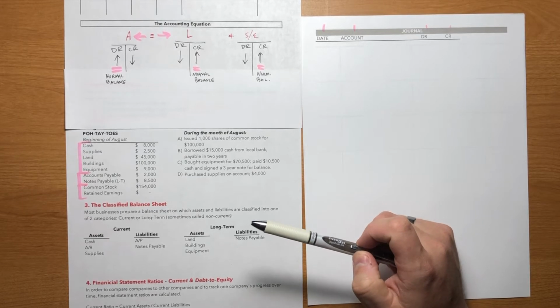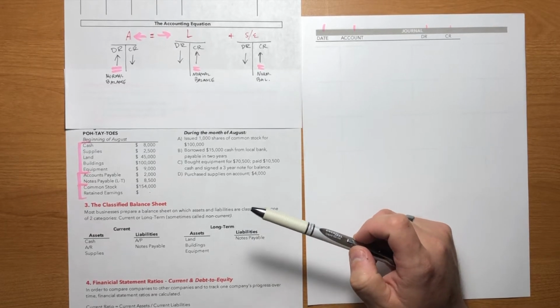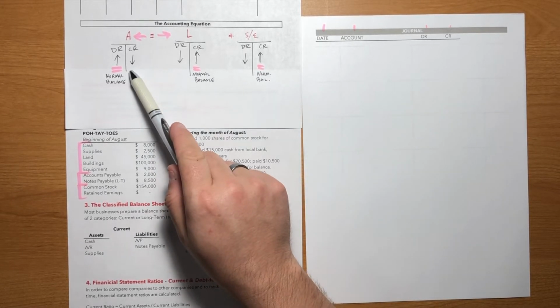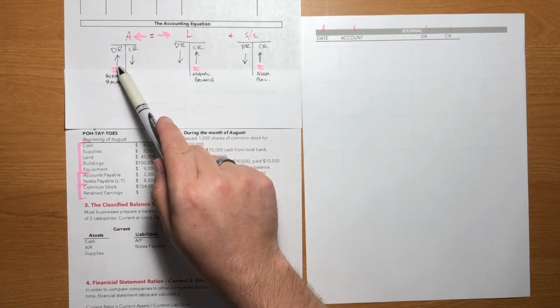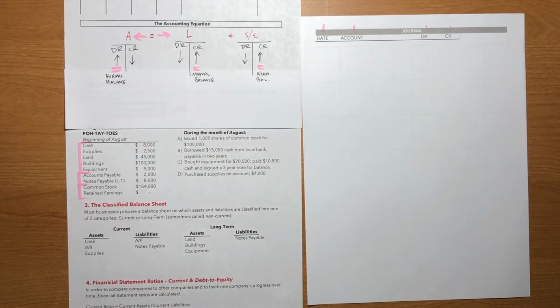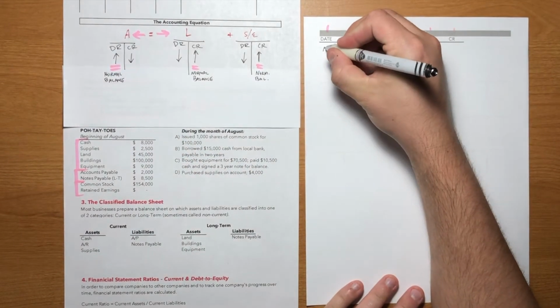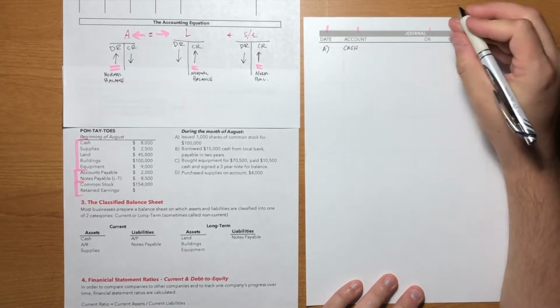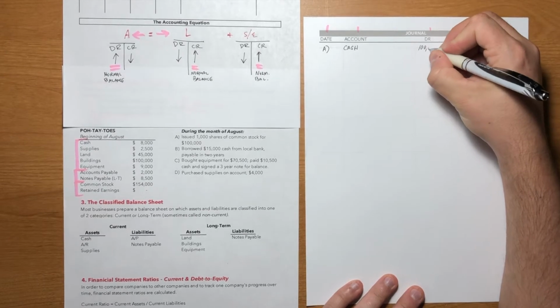Well, if I'm receiving cash from people, my cash is affected. If I'm getting cash from people, is my cash going up or down? It's going up. And if my cash goes up, is that a debit or a credit? Well, if we look at assets here, to show an increase in an asset like cash, we would debit it. So to start our journal with letter A, we are going to put down the cash account, and we are going to debit it for $100,000.